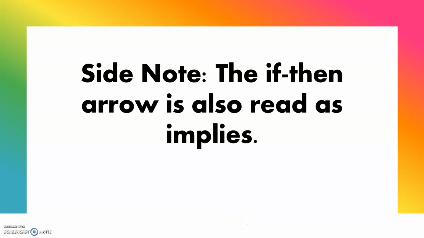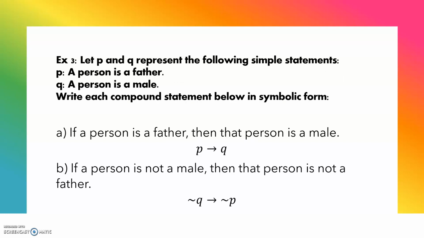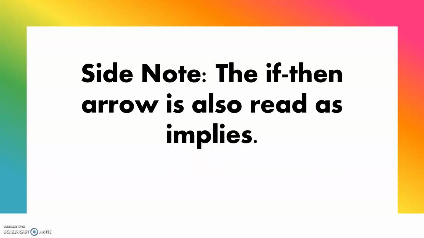All right, now here's a side note. The if-then arrow also reads as implies. I had a typo on the slide, but the if-then arrow also reads as implies. So the P arrow Q right here can also read as P implies Q. So you may hear that sometimes. This statement implies this statement. That's the same as saying if then, okay? So that's my side note with my typos, but you get the point.